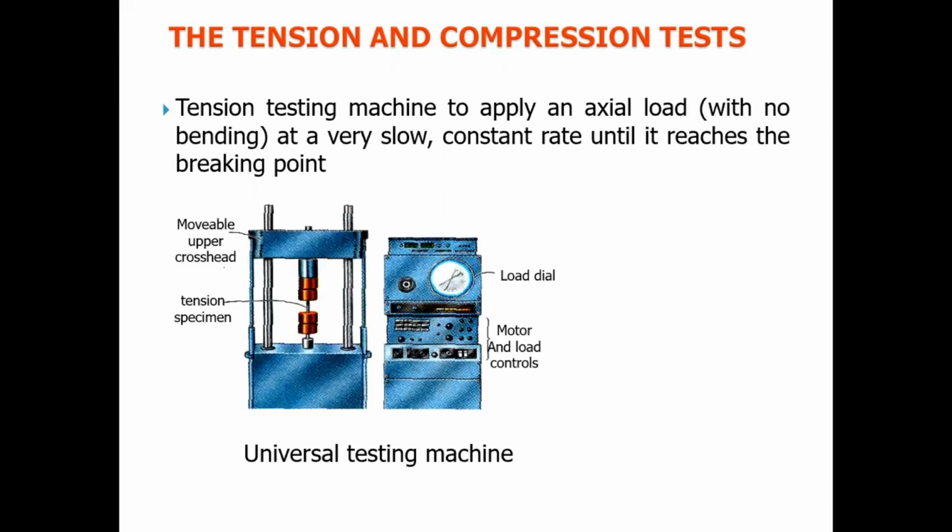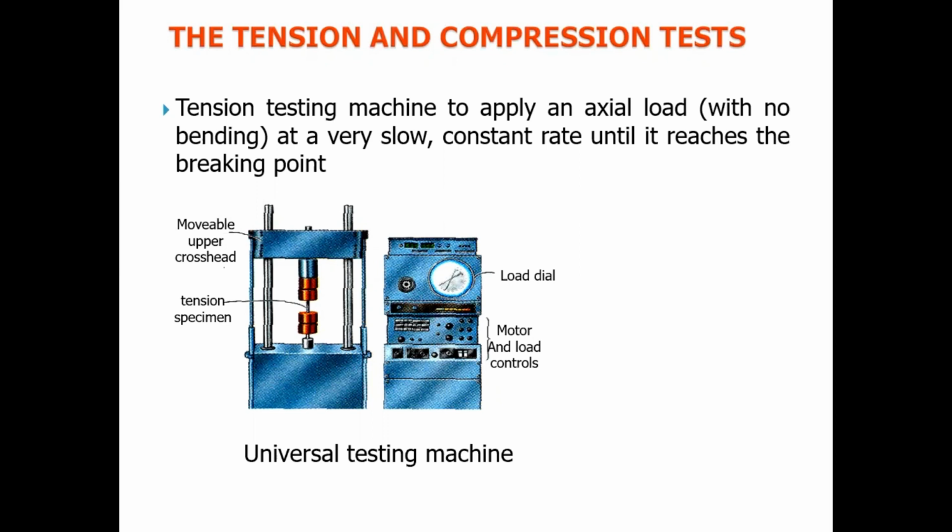A tension testing machine applies an axial load with no bending at a very slow constant rate until it reaches the breaking point. Basically, we have two types of material: brittle material and ductile material. We check tension for those materials which are ductile and compression for those which are brittle.